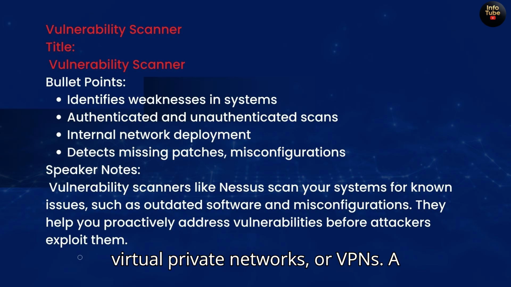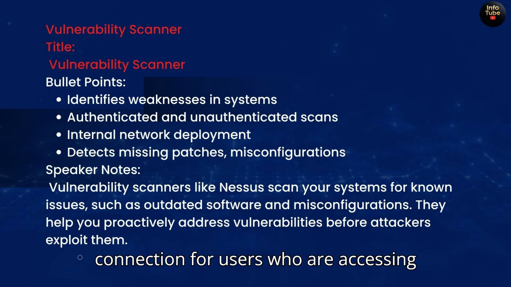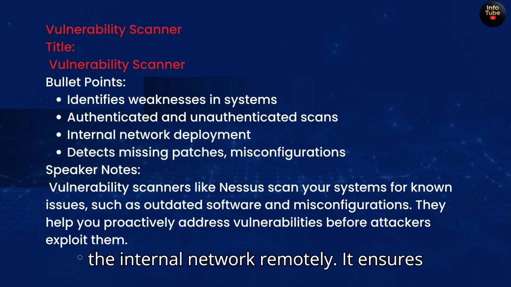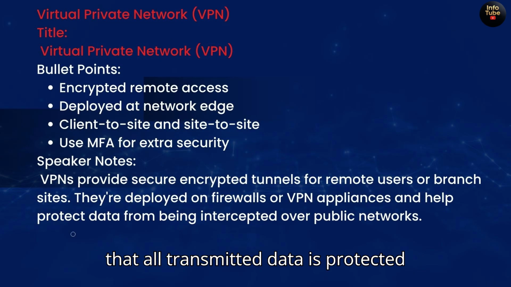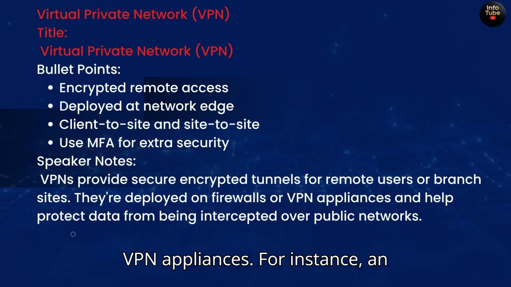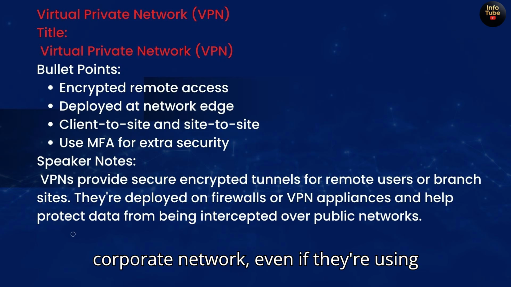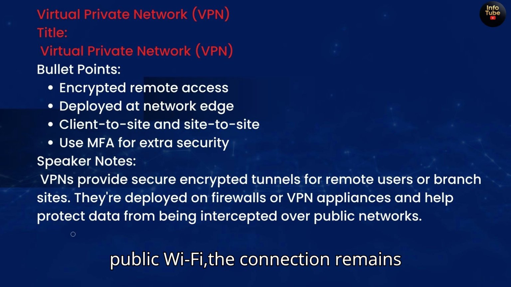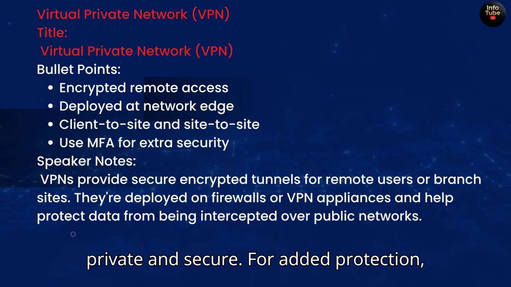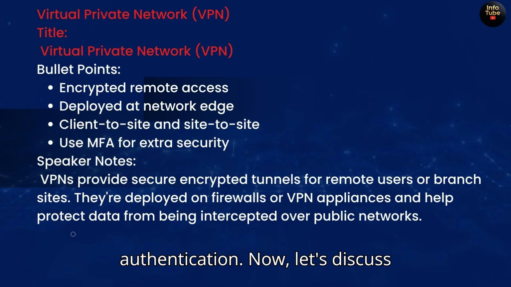Let's talk about virtual private networks, or VPNs. A VPN provides a secure, encrypted connection for users who are accessing the internal network remotely. It ensures that all transmitted data is protected from interception. VPNs are typically deployed on edge firewalls or dedicated VPN appliances. For instance, an employee working remotely can connect through a VPN to access files on the corporate network. Even if they're using public Wi-Fi, the connection remains private and secure. For added protection, VPN should be combined with multi-factor authentication.